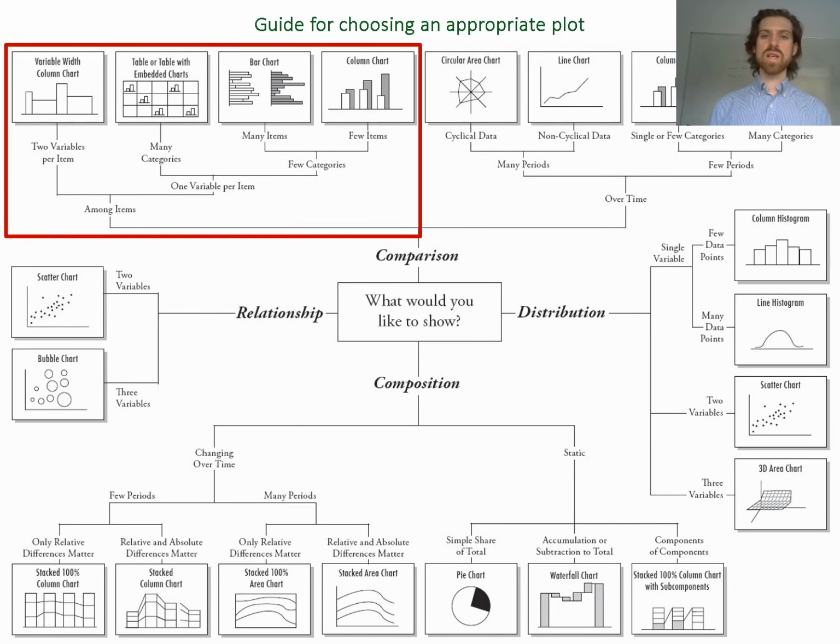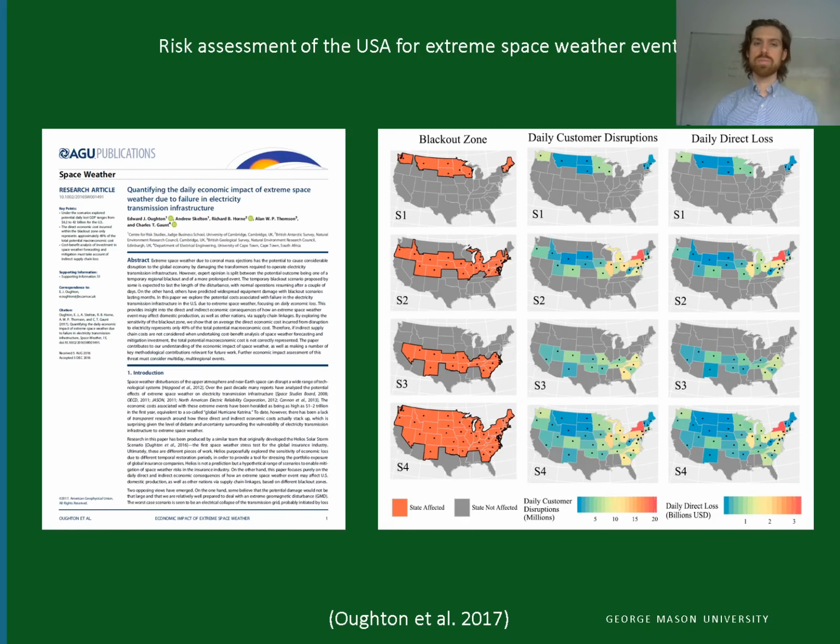Okay, so moving on, let's look at comparisons. It depends how many items you have. Here I'm just taking the left-hand side of the slide first. It's focusing on the comparison across items, and this could include variable width column charts, bar charts, as we're looking at here, or column charts as well. Let's move on. Just to give you an example of where I've used these types of charts.